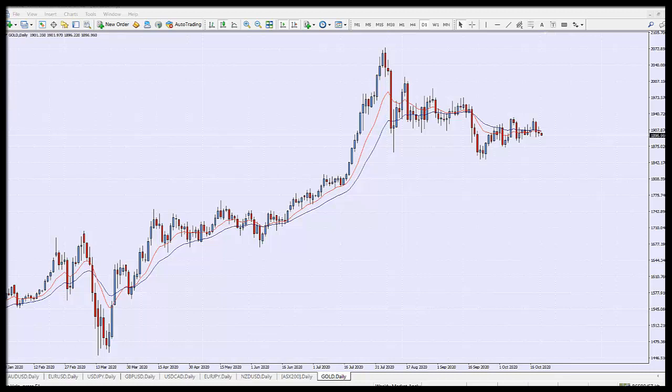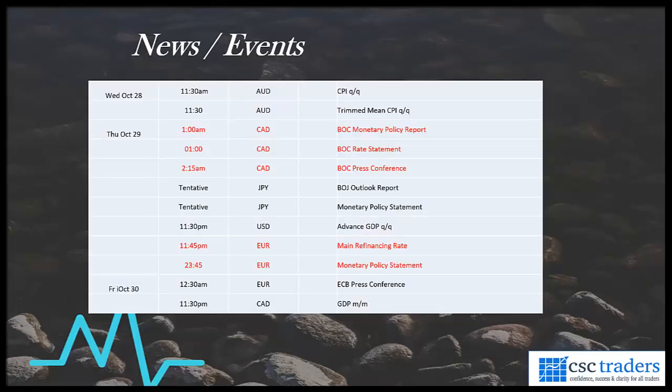All right, so there you have it. That is the analysis. Let me bring up what's happening in terms of data. Just give me one moment. Okay, a little bit more activity this week relative to last week. This is the calendar for this week. The times are all in my local time, which is Australian Eastern Daylight Savings Time.